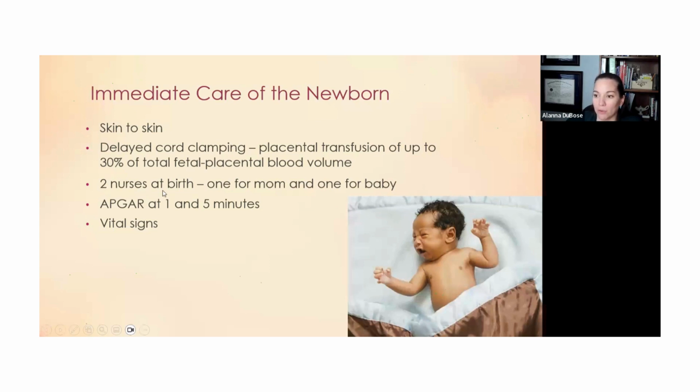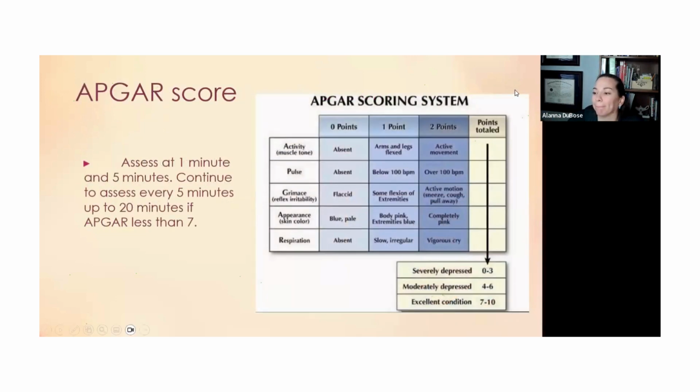We always have at least 2 nurses at the delivery, one primarily focused on mom and one on the baby. And then we get APGAR scores, which again, we'll talk about later more, but APGARs are like that initial set of vital signs and visual signs of how the baby is doing, so that we know how we need to respond. Okay, here, we're talking more about APGARs right now. APGAR scoring.